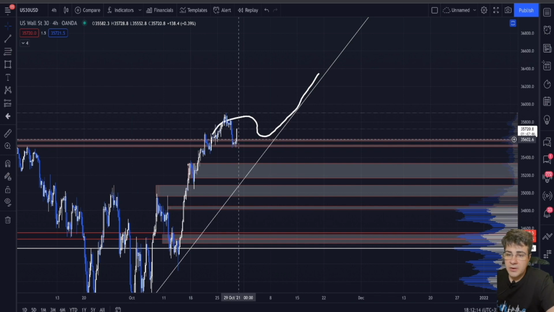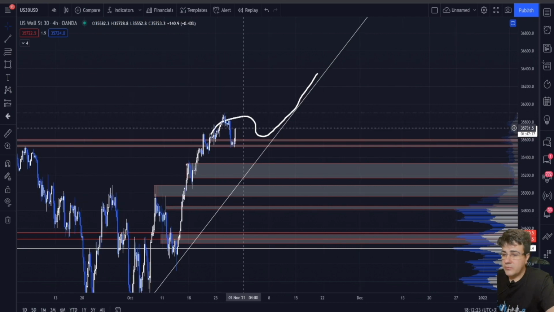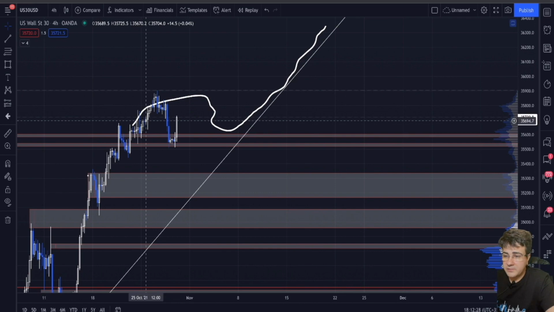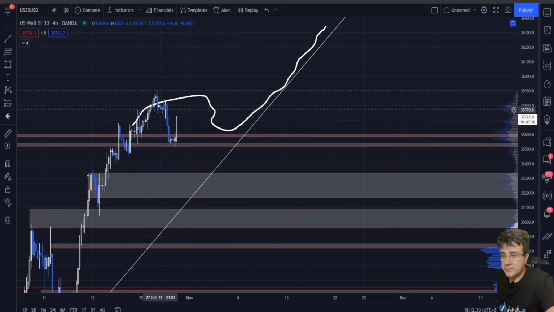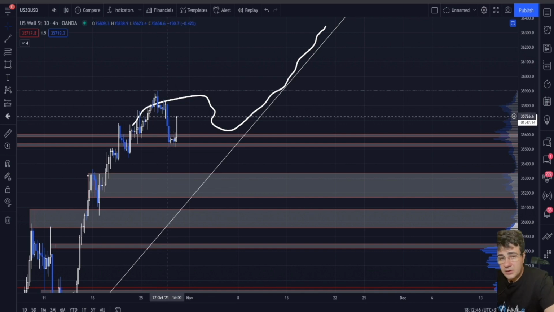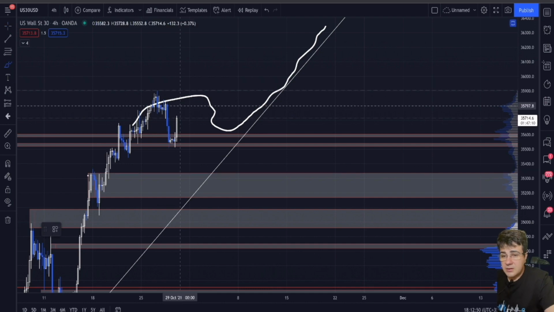35,600 or this zone here, 35,534. It got a pretty nice rejection zone from this point. It should get up right above here at 35,746. This would be your first target. If it manages to break this consolidation zone, you might continue the uptrend and target the new all-time high.